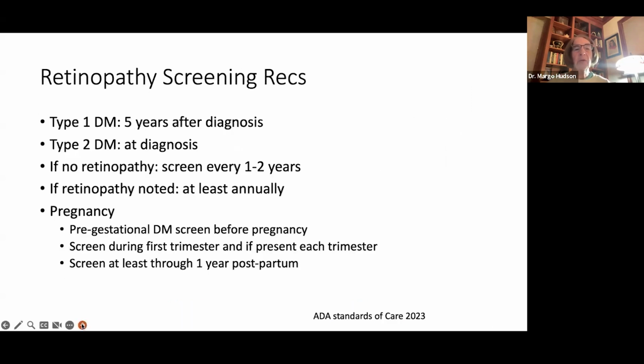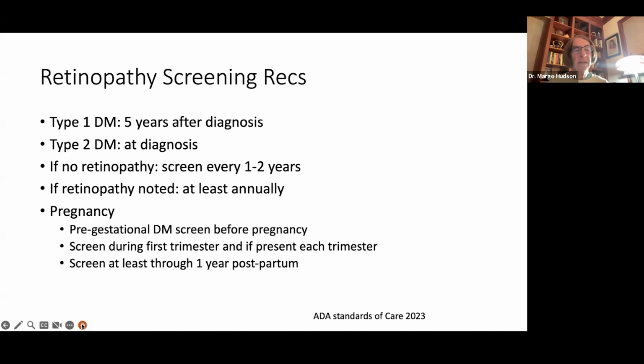So what are basic screening recommendations for retinopathy? For type 1, start at least by 5 years after diagnosis, and type 2 at diagnosis. If no retinopathy, we used to say everybody gets an annual eye exam. Now that has been relaxed. So if patients have no retinopathy, screen every 1 to 2 years. You can have them catch a break that way. If retinopathy is noted, they should be screened annually.